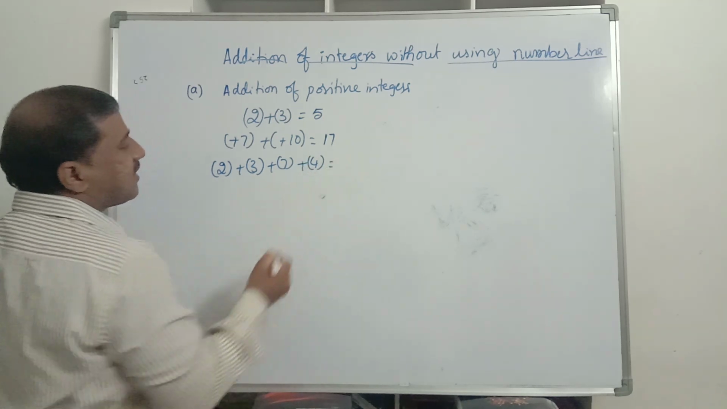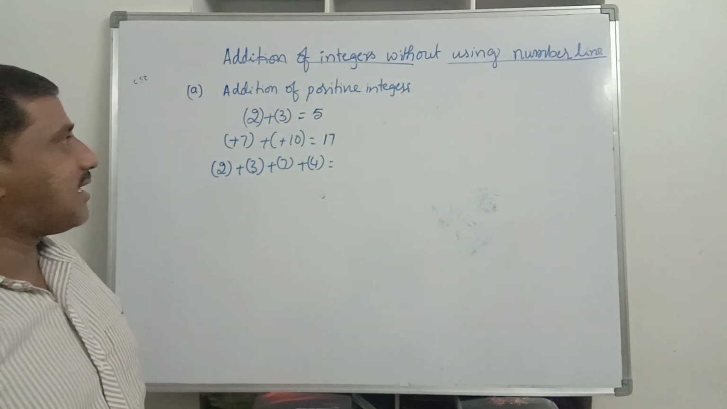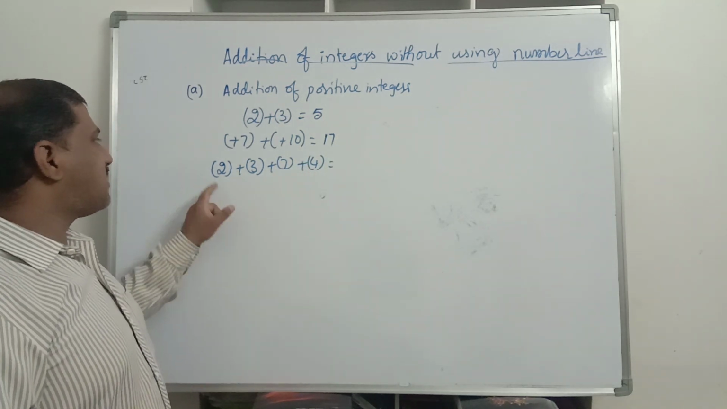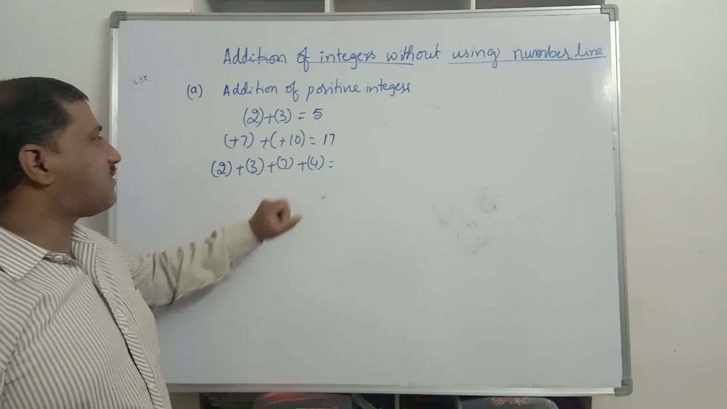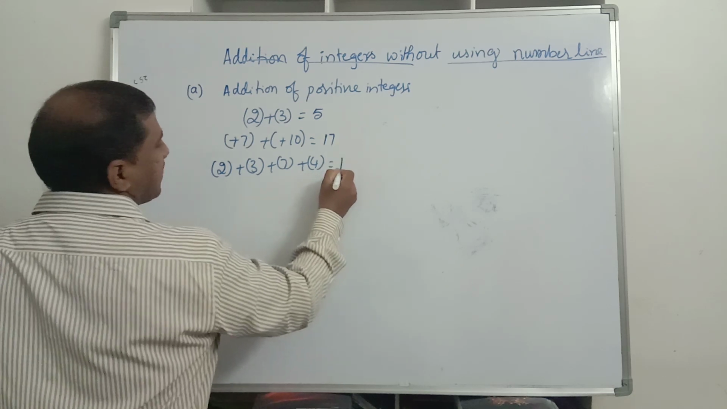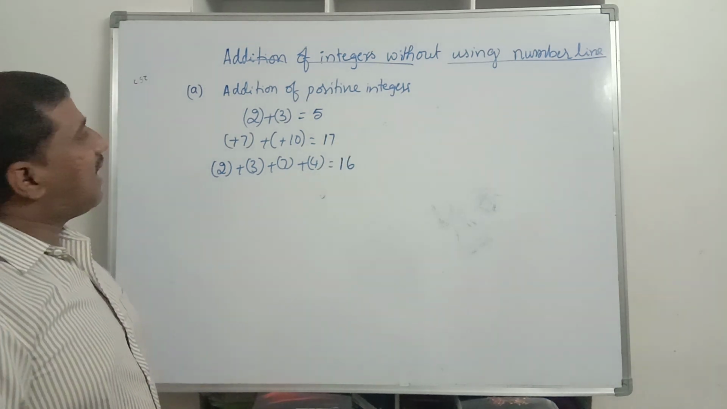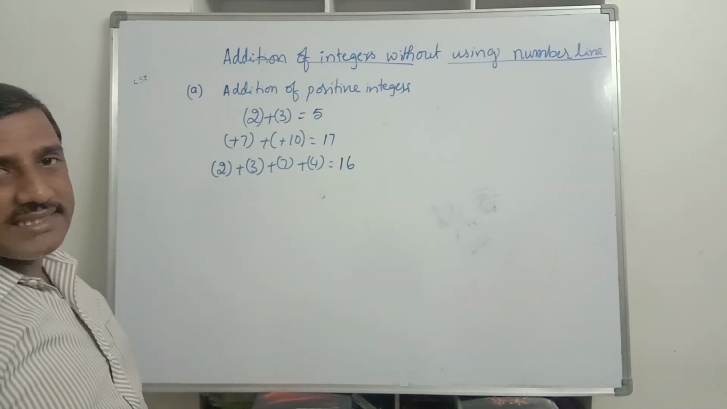If more numbers are there like this, 2 plus 3 plus 7 plus 4, then what to do? How to add these numbers? More than 2 integers are there. Add all the positive integers. 2 plus 3, 5. 5 plus 7, 12. 12 plus 4, it is 16. Like this you will add positive integers.